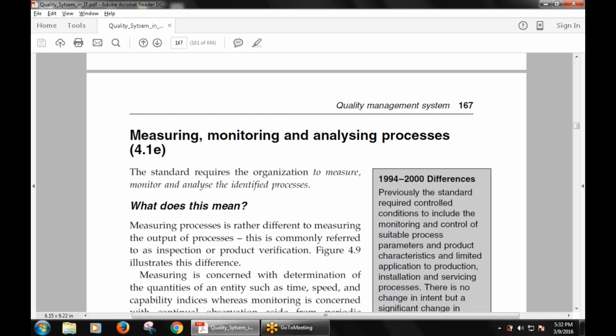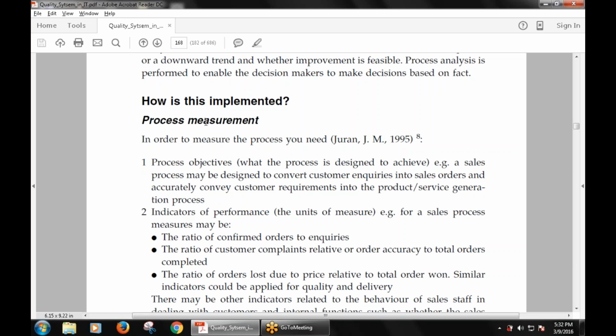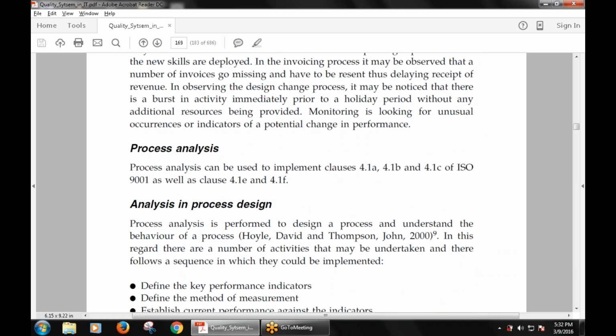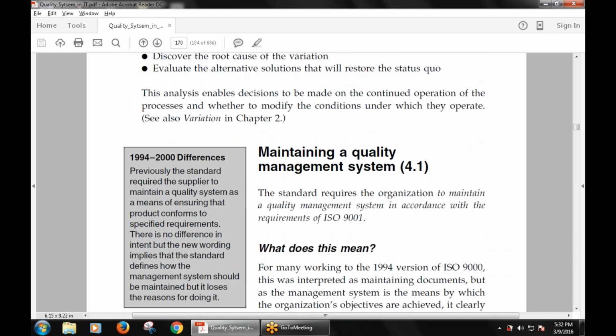Now next is how to measure, monitor and analyze the processes. That should include the monitoring, measuring and analyzing of the identified processes so that they will be carried out with greater impact. That is measuring and monitoring the activities that should lead to the factual approach principle. The process control and output control, how it is implemented by using process measurement, process monitoring, process analysis. So measurement, monitoring, process analysis, then analysis in the process design, then process operation, and then how to maintain a quality management system that will be used in accordance with the requirements of the ISO 9001 standards.